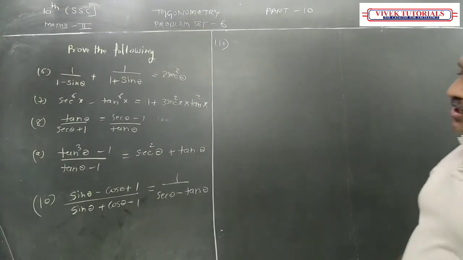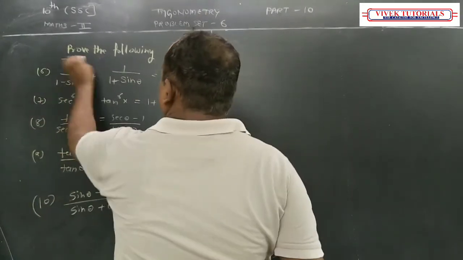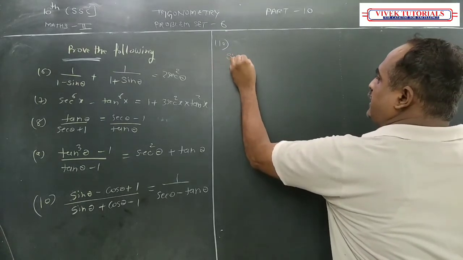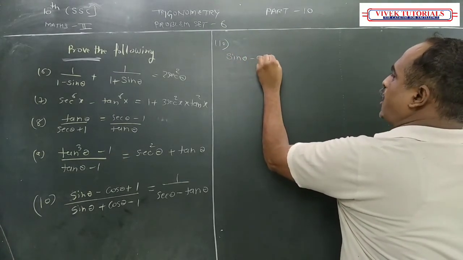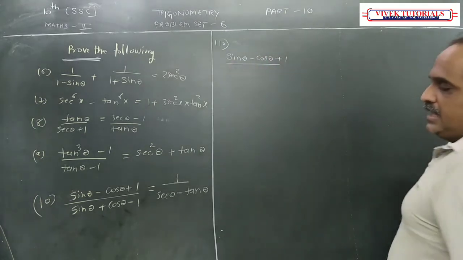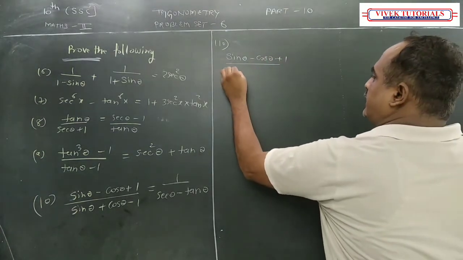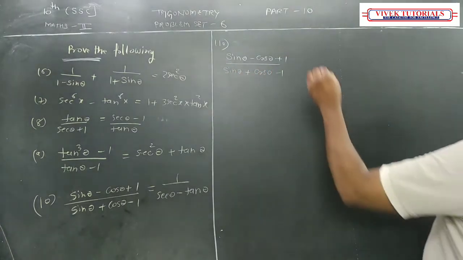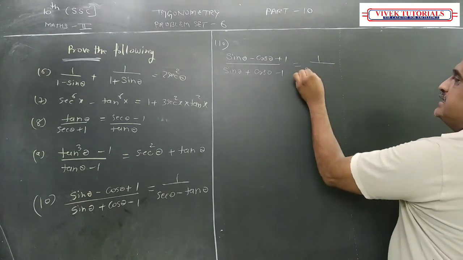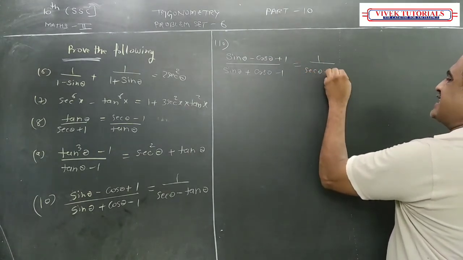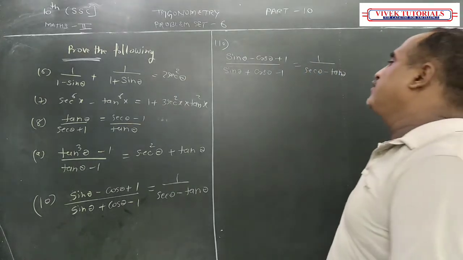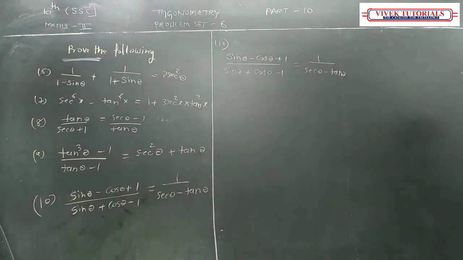Okay students, we are on the last question of this proof. This is a little bit different question. Prove that sin theta minus cos theta plus 1 upon sin theta plus cos theta minus 1 is equal to 1 upon sec theta minus tan theta. When we get this type of question, we are going to apply a formula. This question has to be done in a slightly different way.